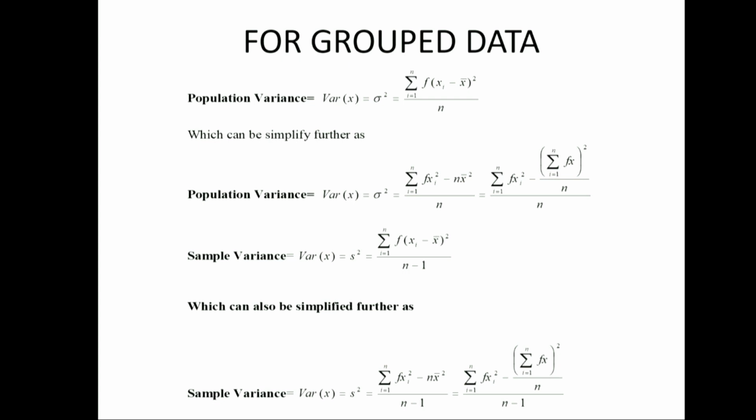For the sample variance, we have it to be S square. The only difference is just the denominator. So that is sum of Fi into Si minus S bar, everything square, divided by N minus 1. This one also can be simplified further into S square, which is sum of Fi Si square minus N S bar square, divided by N minus 1, which we can also simplify again as sum of Fi Si square minus (sum of Fi Si) square divided by N, everything divided by N minus 1. So for better appreciation, let's look at some examples.